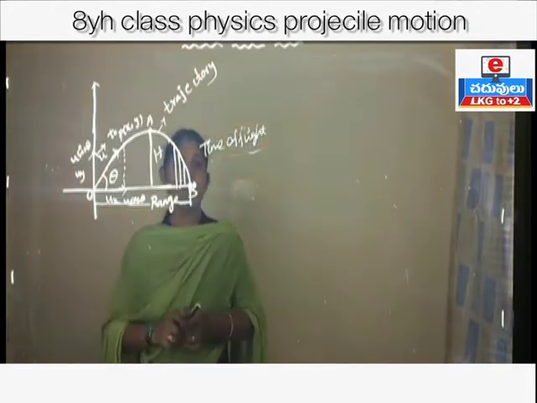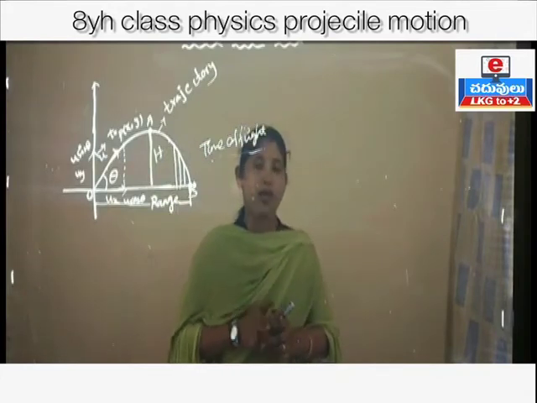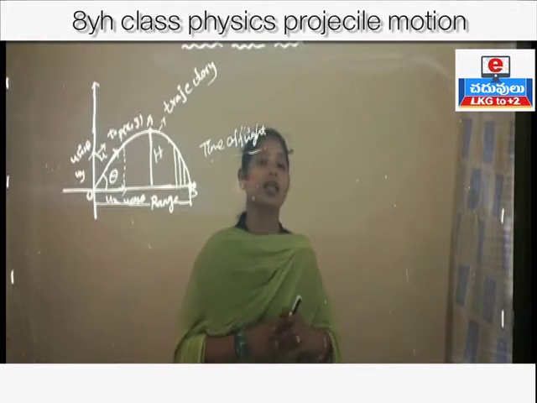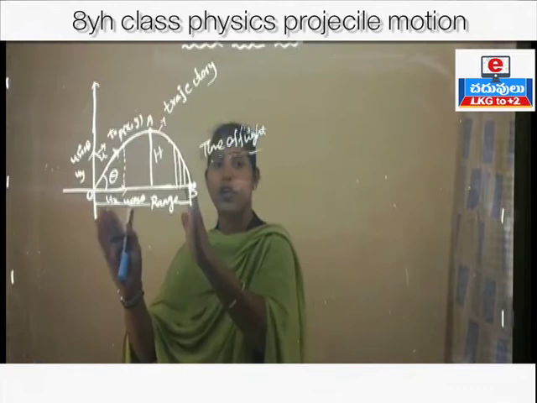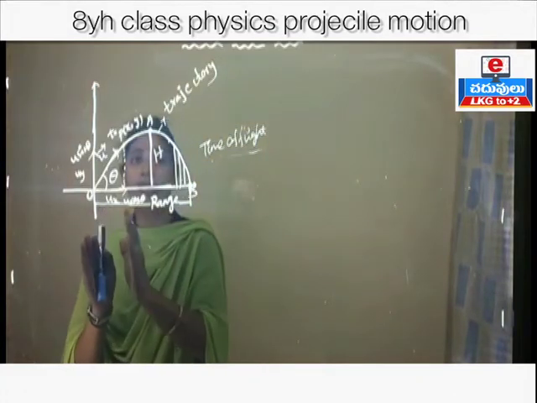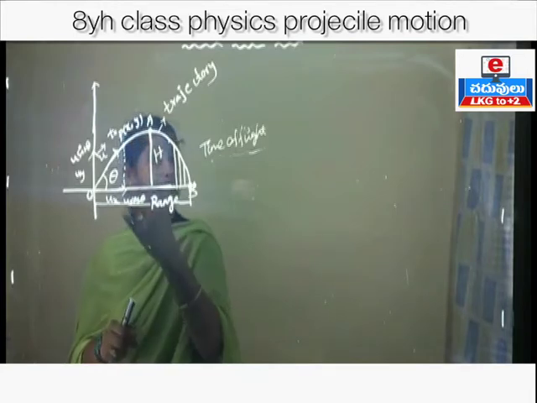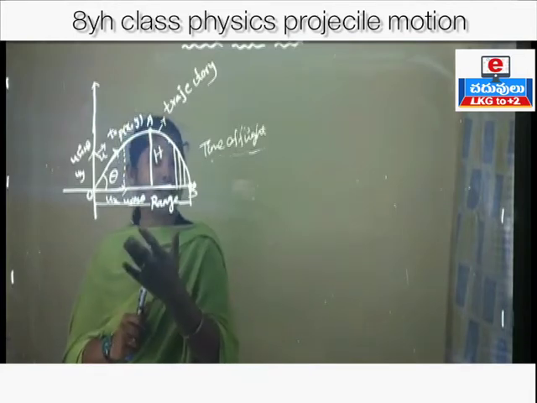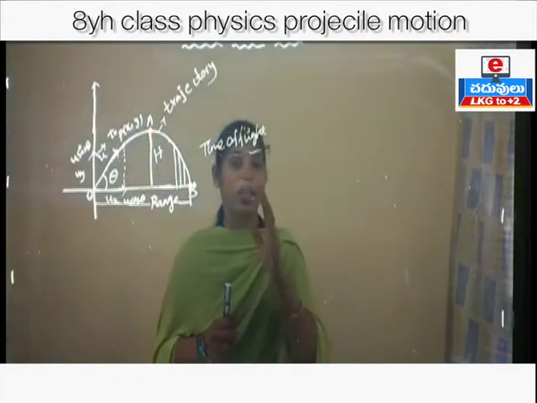Okay, from this we have to know about the calculations. What are the calculations we need? In this diagram, in this figure, we know some data. What are the data we know? The initial velocity we know, the angle we know, and the acceleration we know.